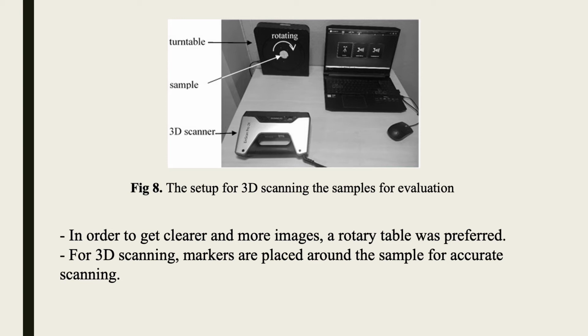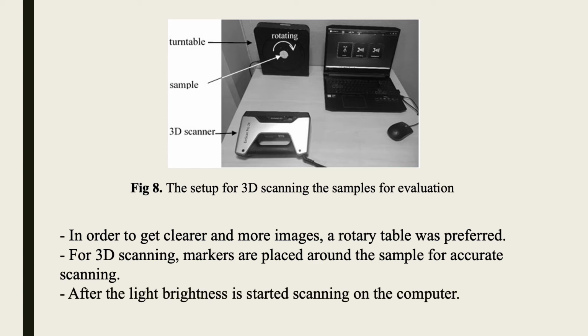After that, the 3D scanner was positioned in front of the table to remain stationary and provide the best view of the sample. After the number of steps, light brightness, and position are adjusted, scanning is started on the computer.